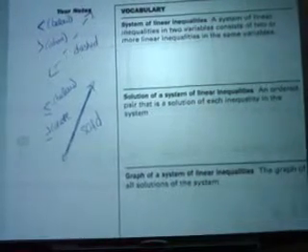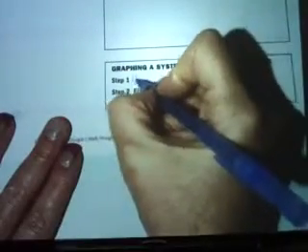So when graphing a system of linear inequalities, the first step is to graph each inequality. To graph, you want to get y by itself. It's like getting it in slope-intercept form, except the only difference is you're going to have an inequality symbol in it. You still want to find slope and y-intercept. Once you've graphed each inequality, you're going to find the intersections.